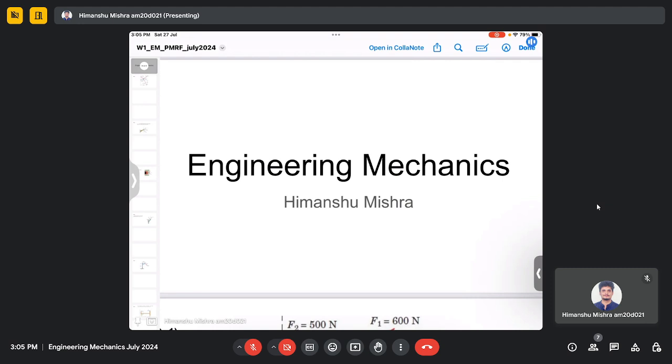So this tutorial is basically designed to solve numerical problems only. And before solving the problems, I also try to revise the concept which you might have already seen in the NPTEL class. So let's begin with the revision.